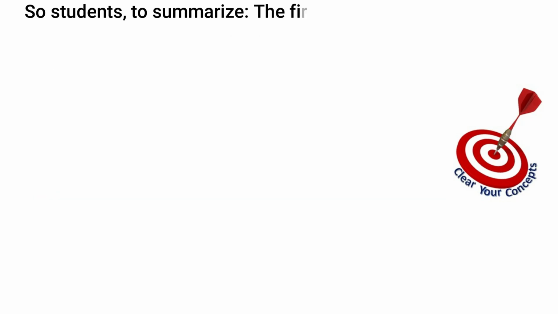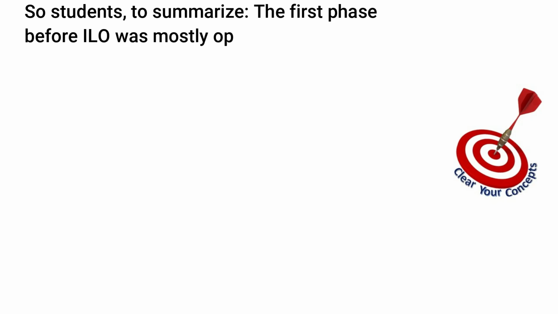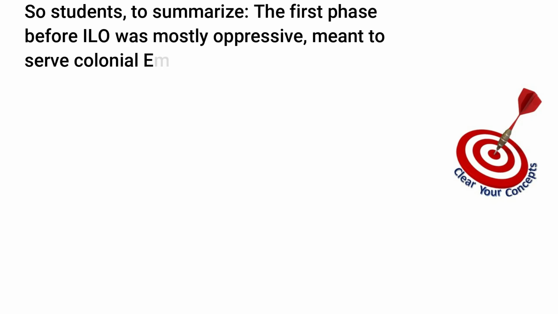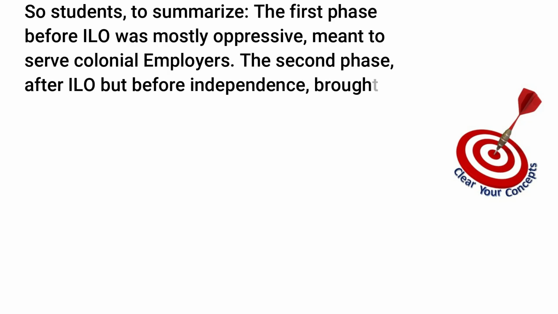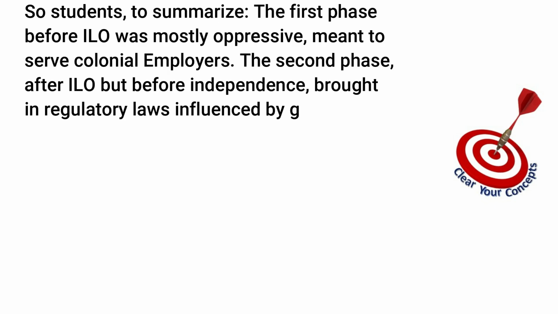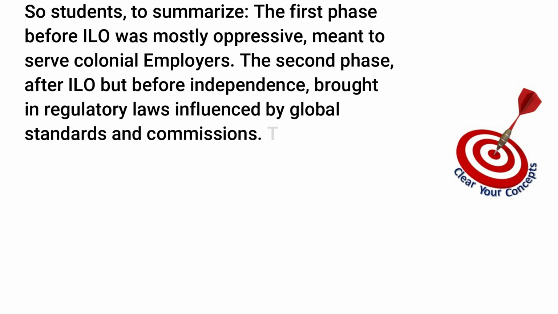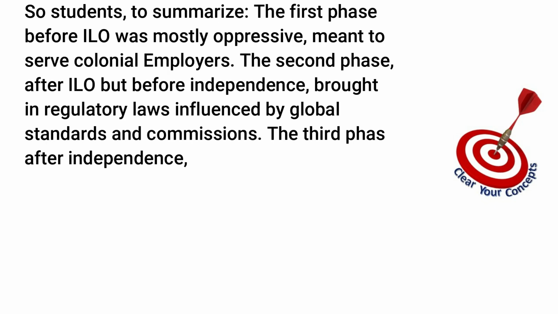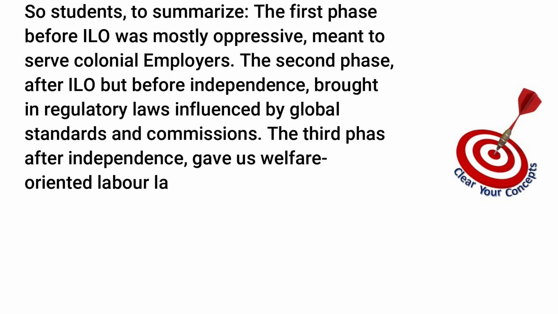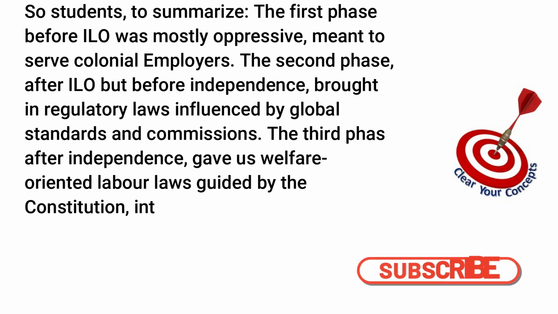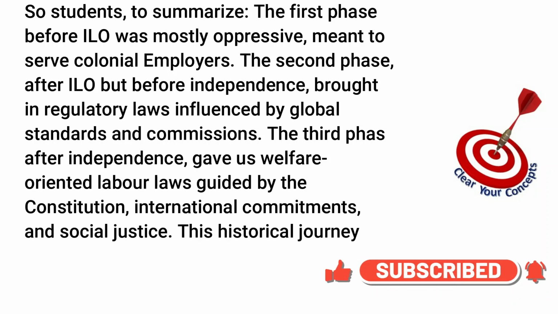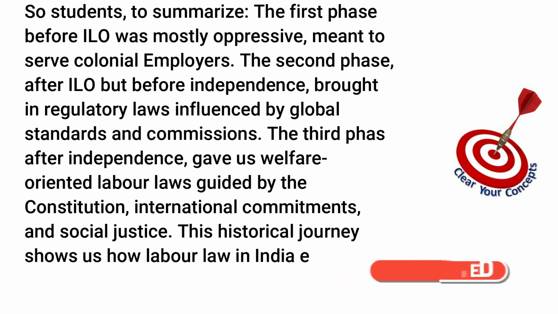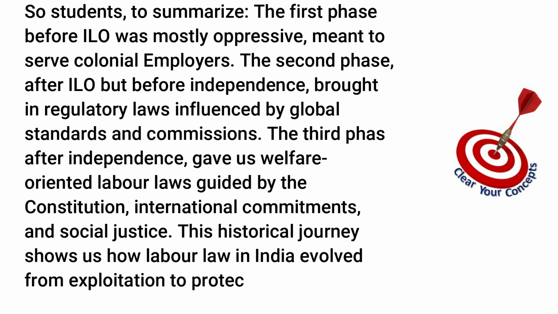So students, to summarize, the first phase before ILO was mostly oppressive, meant to serve colonial employers. The second phase, after ILO but before independence, brought in regulatory laws influenced by global standards and commissions. The third phase, after independence, gave us welfare-oriented labor laws guided by the Constitution, international commitments, and social justice. This historical journey shows us how labor law in India evolved from exploitation to protection, and from regulation to welfare.